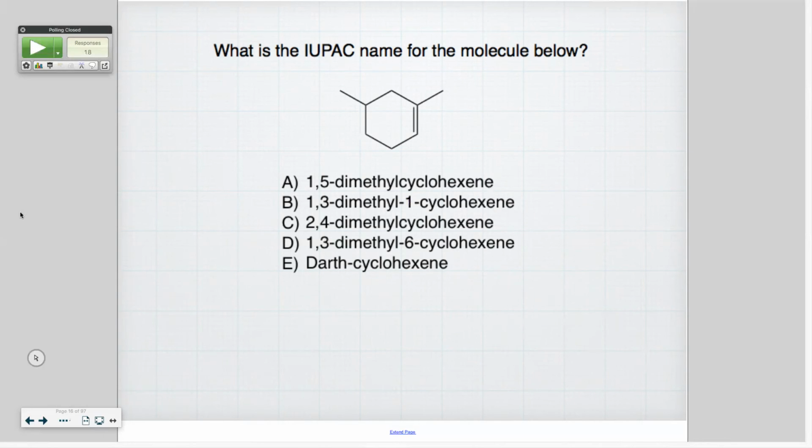So how do you number that ring? Which carbon is 1? The top one or the bottom one? Okay, that has to be 2. Now we're going around. See, I told you it was easy. You got it. Okay.